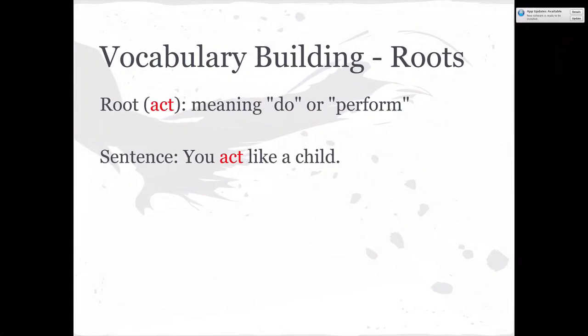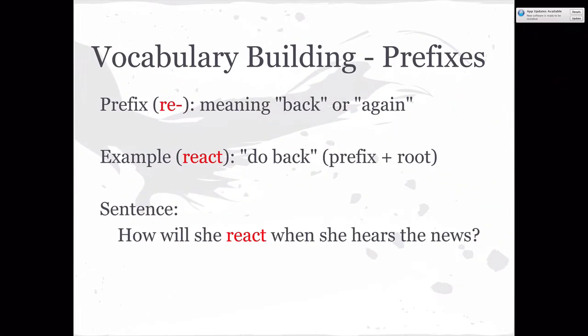Another topic we talked about in Cube English 1 was root words. Root words are the kind of basic words. Example, act, which means do or perform. You see the example sentence, you act like a child. Another important part of language is the prefixes. These are the parts that come before the word. Example here in this slide, re, which means back or again. The example sentence would be, how will she react when she hears the news?